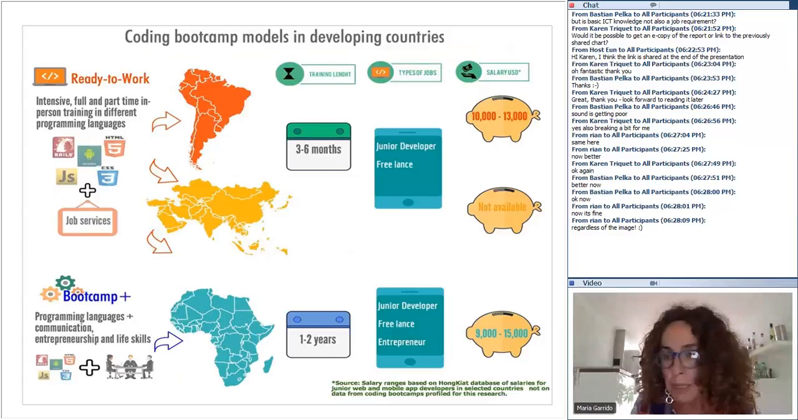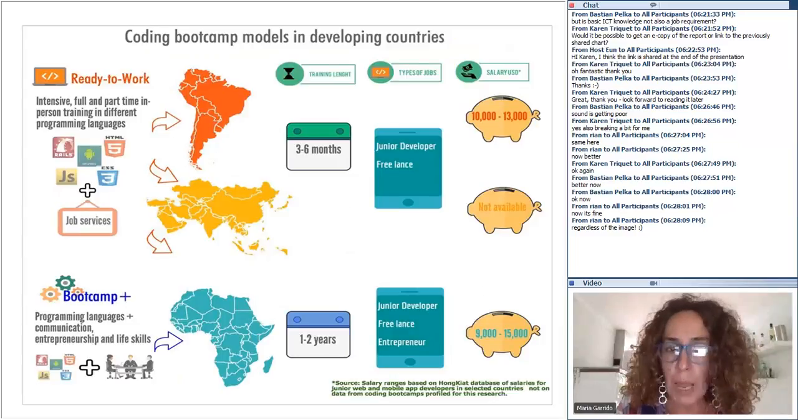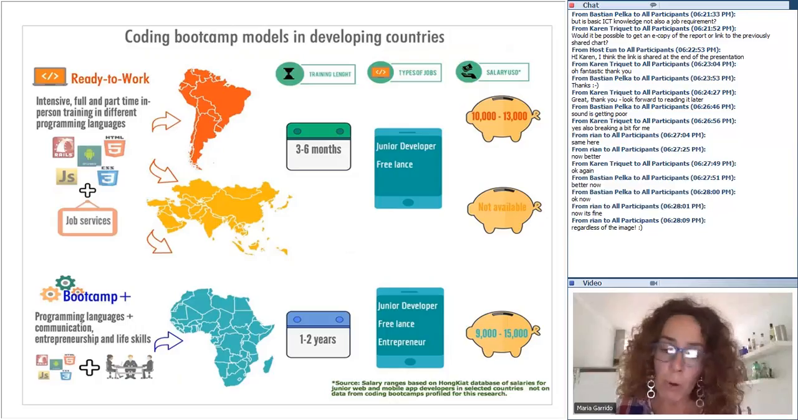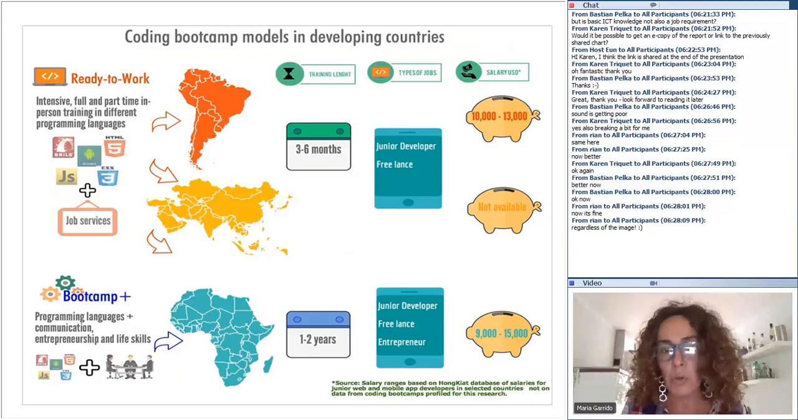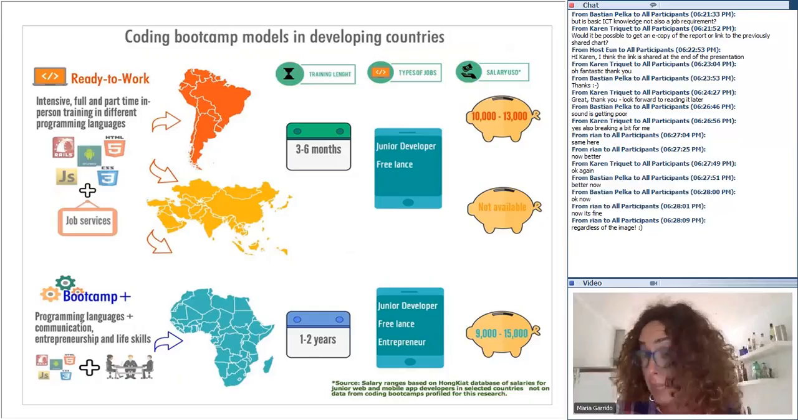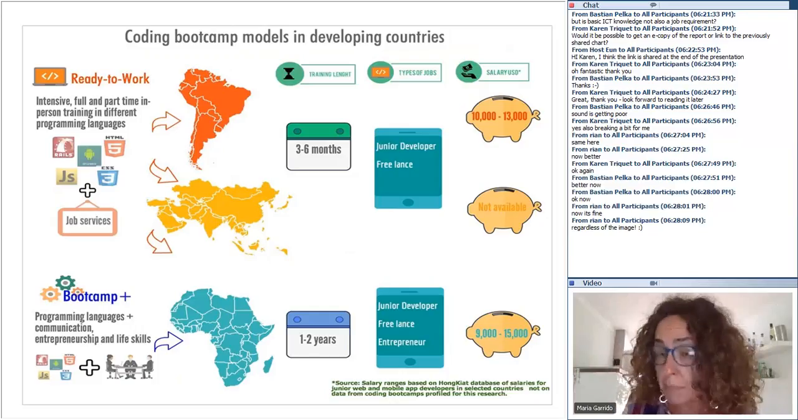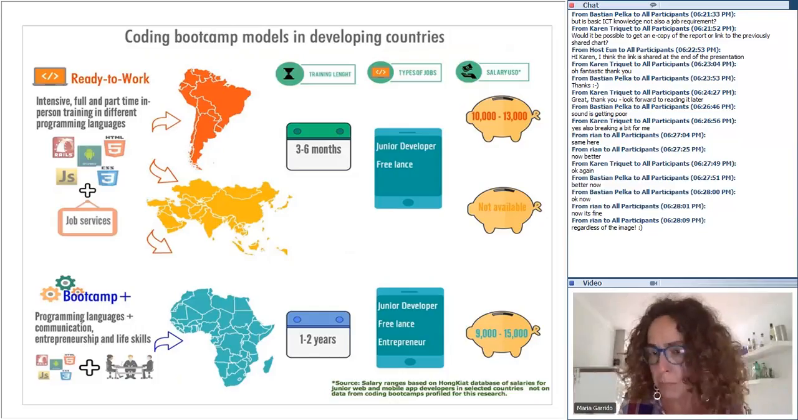If you see, this is a little bit of the different coding bootcamp models in less developed countries. And as I said, this is also relevant in the context of more developed countries. The intensive ones are usually 3 to 6 months. The salary really varies depending on the country, but it's in a range of $10,000 to $13,000 a year, which is the salary that people get in these types of jobs, junior developer jobs.